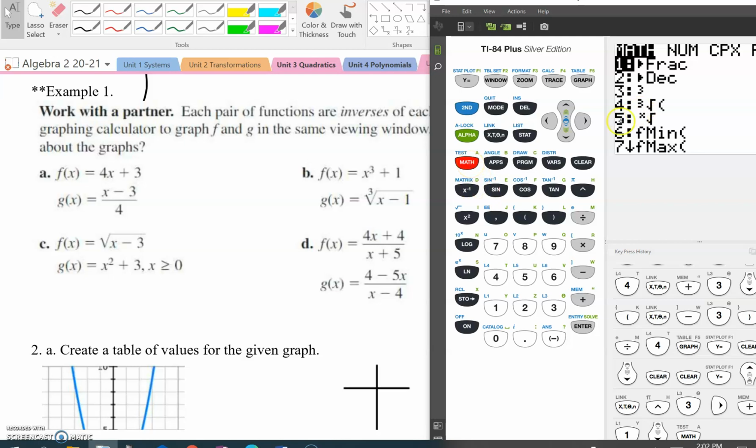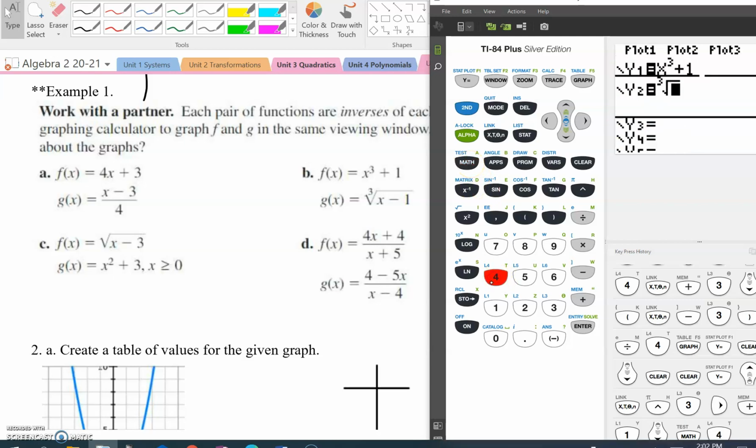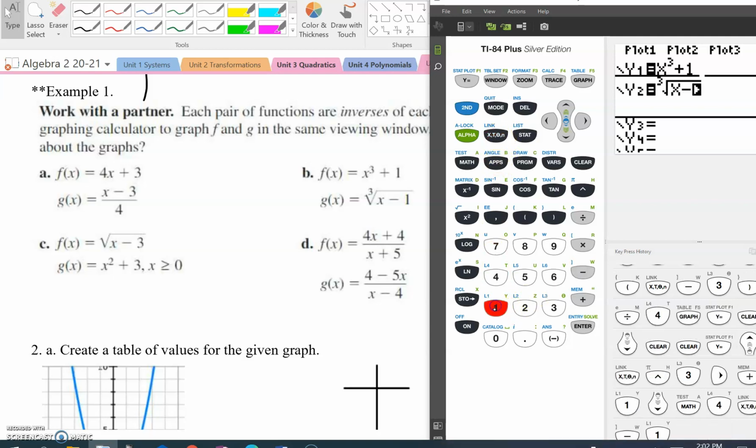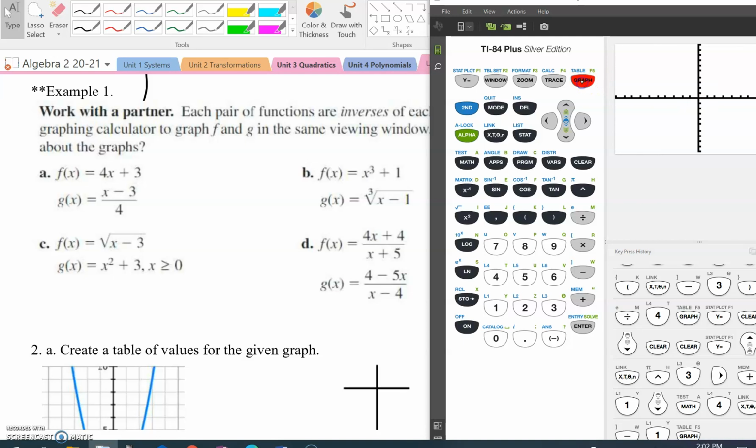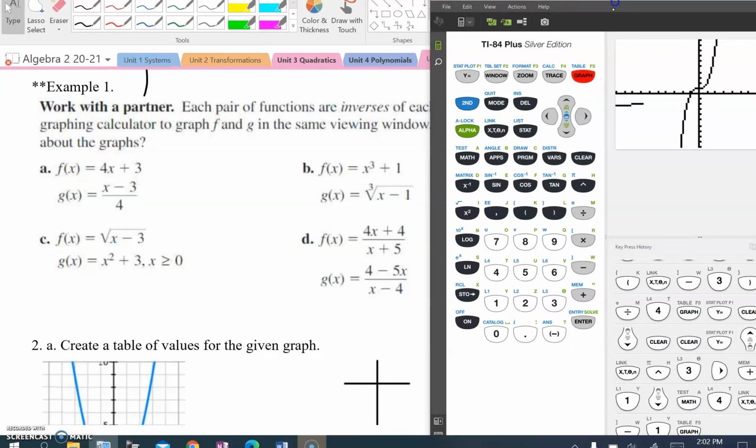Okay, I need cube root, so I'm going to go 4, and then I'm going to put x minus 1 under there. So you can see kind of the inverse of this. This is cubing, this is cube rooting, adding 1, subtracting 1. Let's graph. Let's move over there a little.